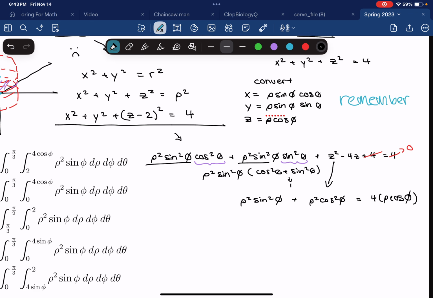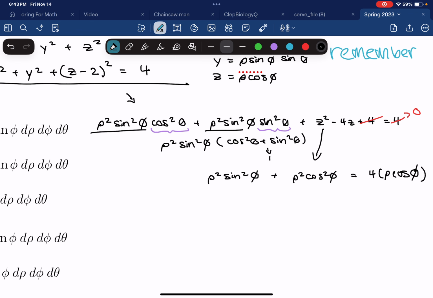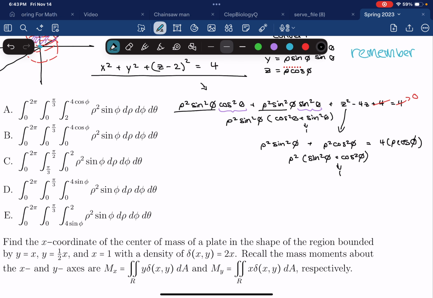Okay, so in this case, we take the rho's out. You get sine squared phi plus cosine squared phi, which just becomes 1 again. So you get rho squared is equal to 4 rho cosine of phi. Man, having to say these all the time is really getting tiring.